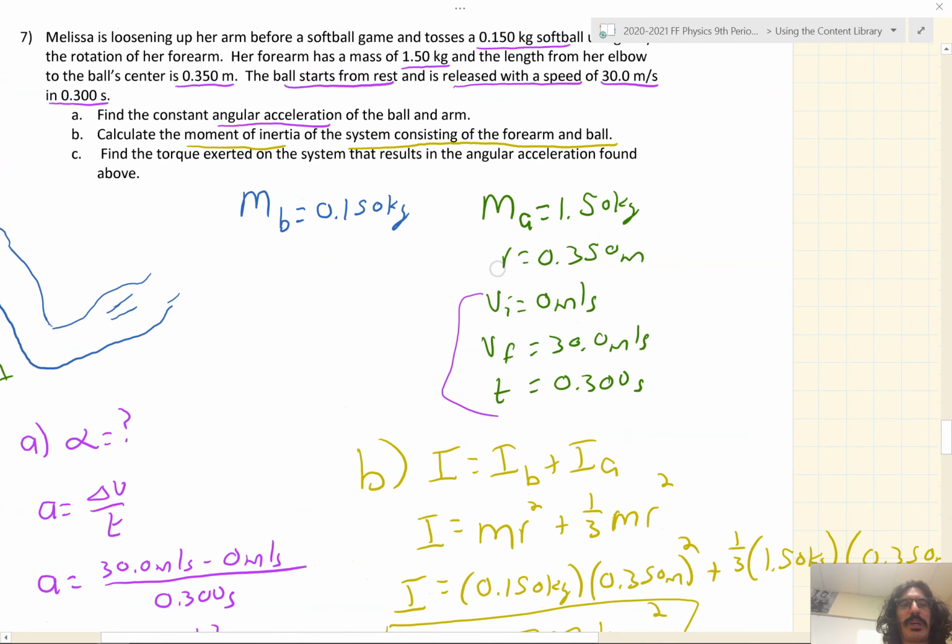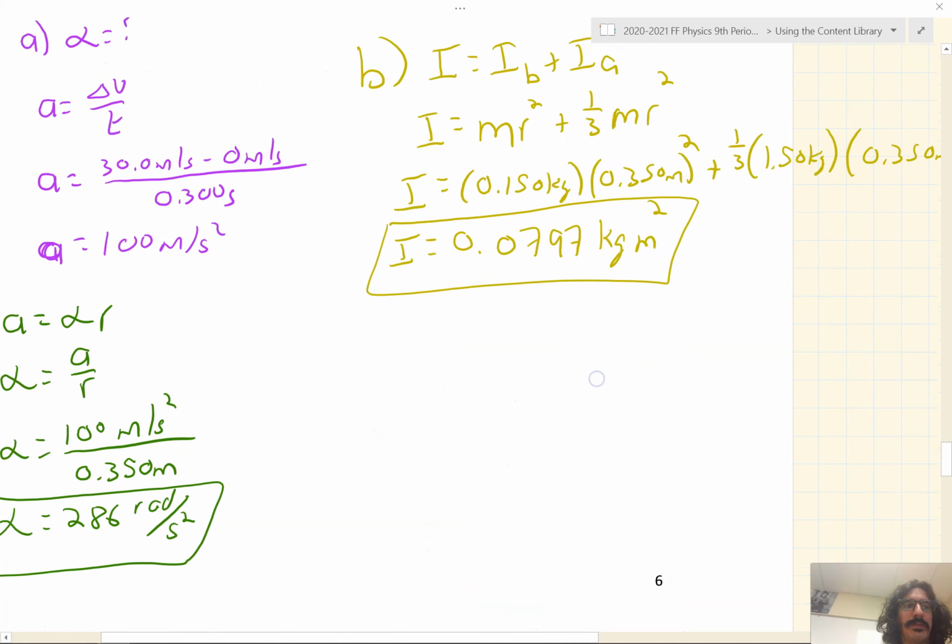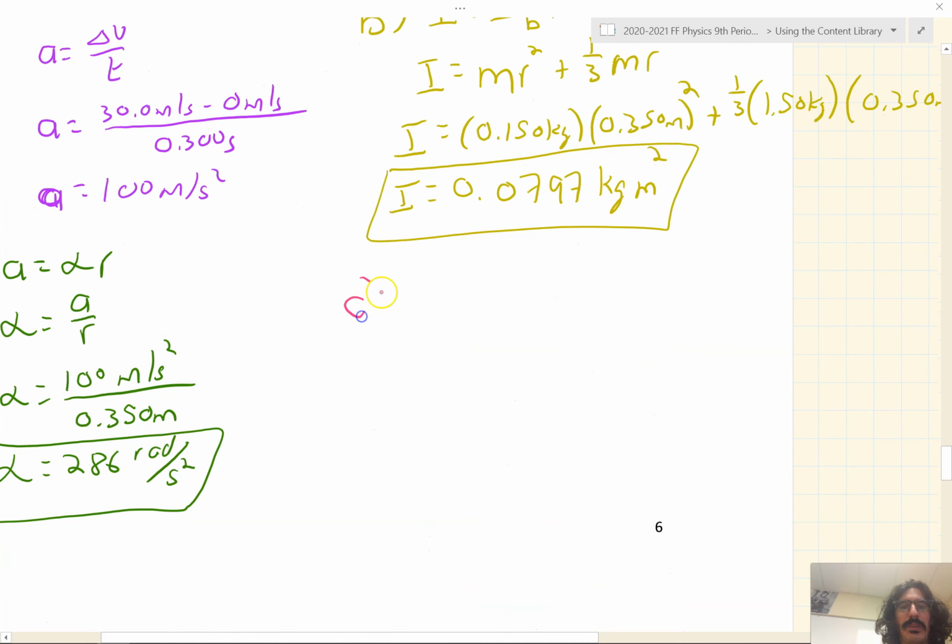Last question for this problem, find the torque exerted on a system that results in an angular acceleration found above. We also know that torque is equal to the moment of inertia times alpha. So tau equals I alpha. We know I, we know alpha, so we just have to calculate the torque.